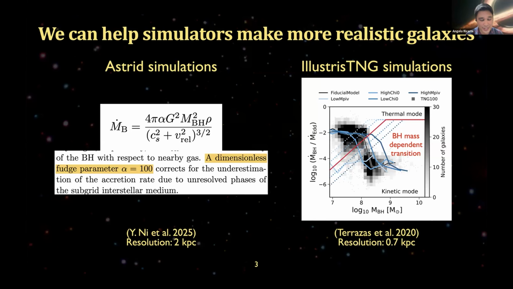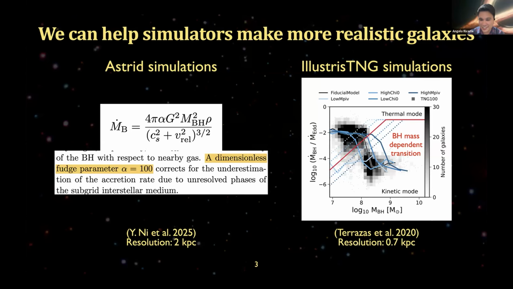So in the case of Astrid, for example, the black hole accretion rate is given by the Bondi accretion rate times 100, where this is a dimensionless fudge parameter that they say is to correct for unresolved ISM. Really, if you just don't include this, they don't grow black holes at all to reproduce what we see.